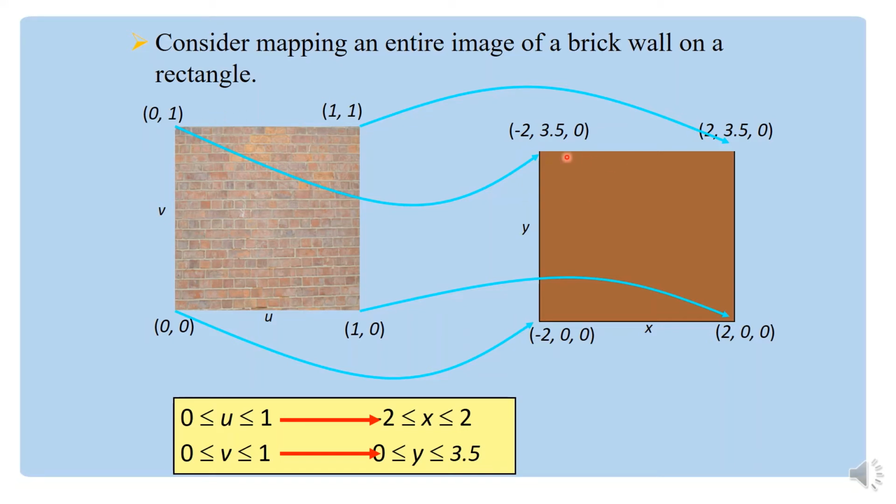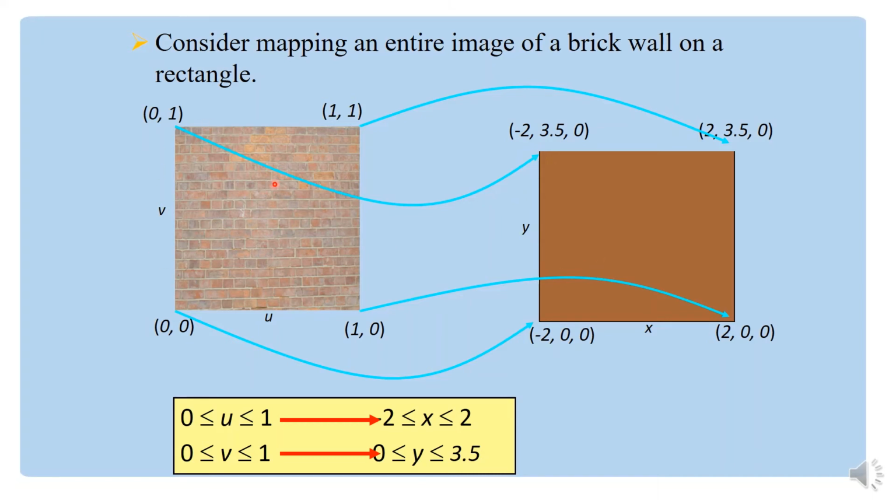Okay, and then we have this rectangle here. We have the rectangle, and then we have this brick wall as a texture, and the texture is represented by U and V. And then this rectangle is represented by X and Y. So how are we going to map this entire brick wall image onto this rectangle?